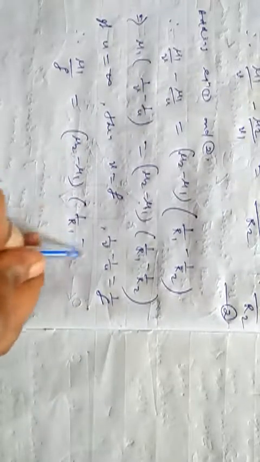If the object is placed at infinity, that is u is equal to infinity, then v is equal to f. So we can write 1 by v minus 1 by u is equal to 1 by f. So mu1 by f is equal to mu2 minus mu1 into 1 by R1 minus 1 by R2, which implies 1 by f is equal to mu2 minus mu1 by mu1 into 1 by R1 minus 1 by R2.